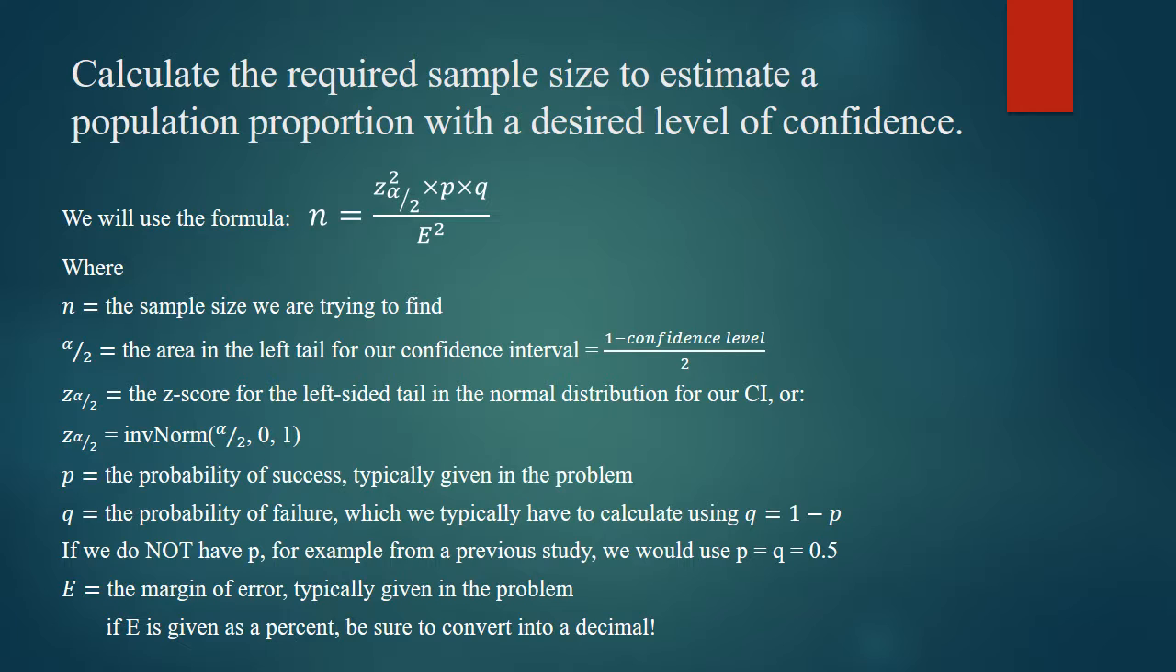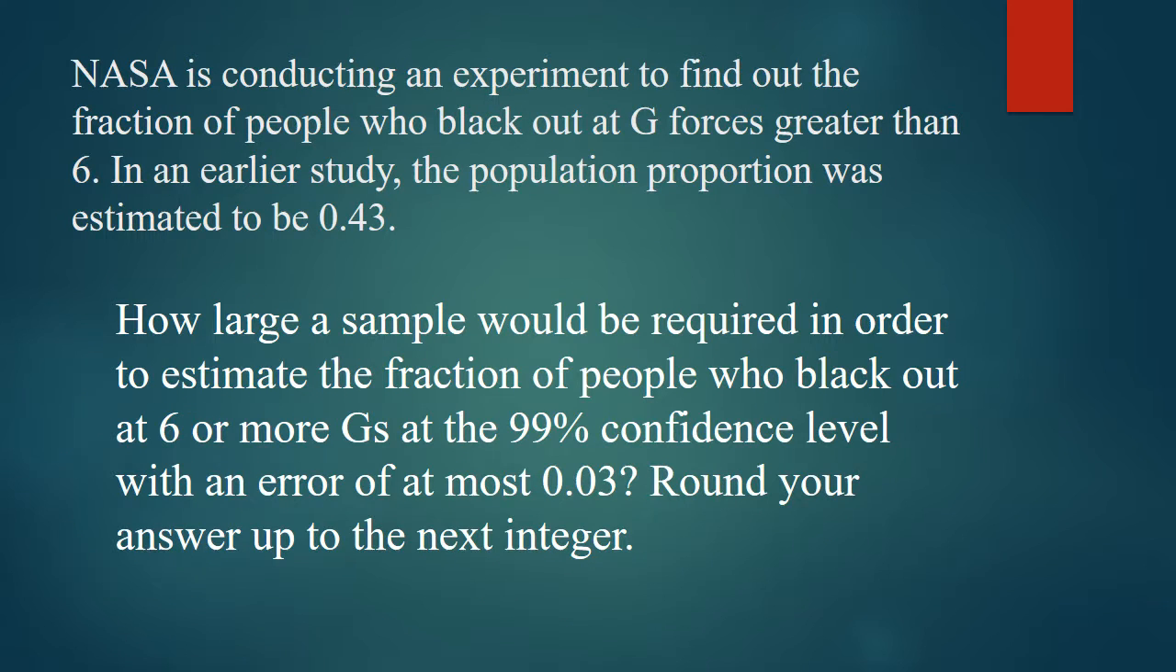E is the margin of error, again, typically given in the problem, with a margin of error of blah. And if it's given as a percent, turn it into a decimal. Must have decimals. All right, so here again we are doing our NASA experiment.